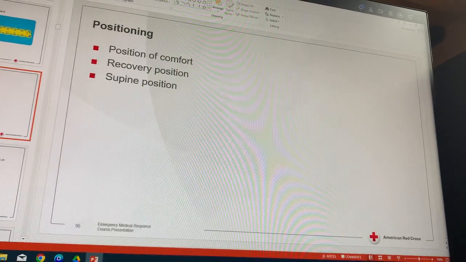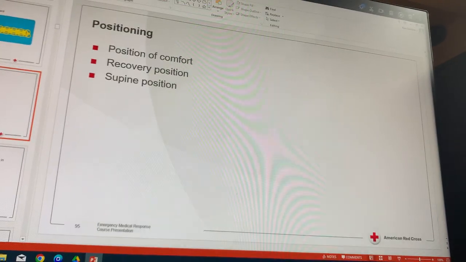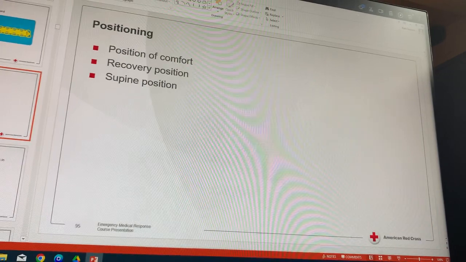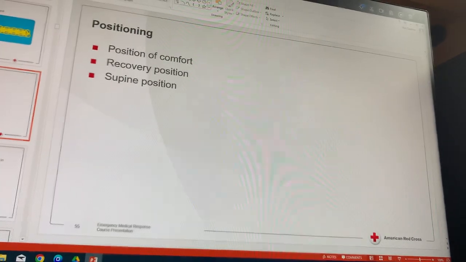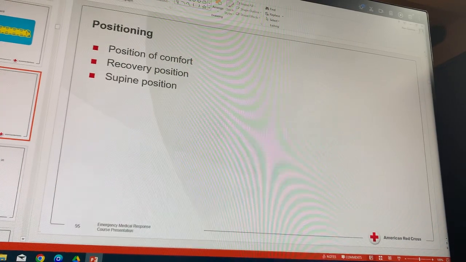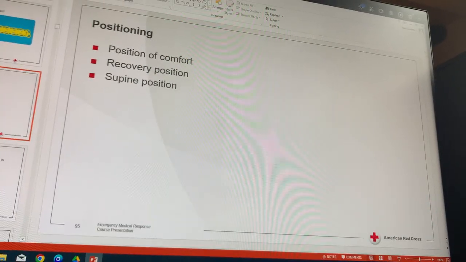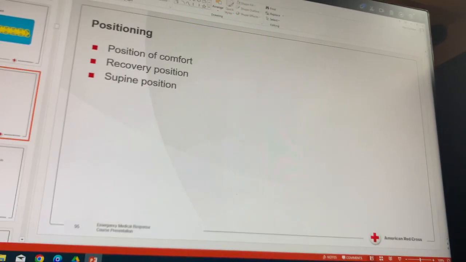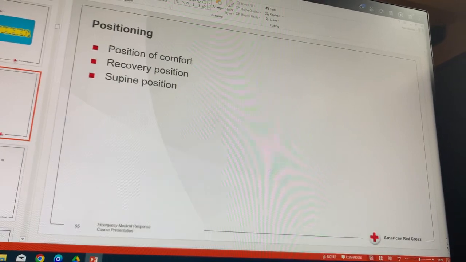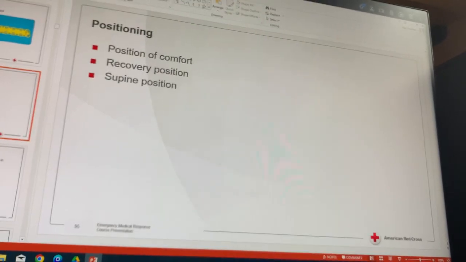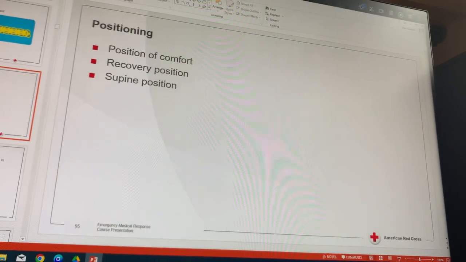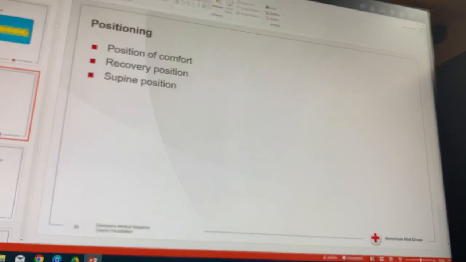There are times when a patient's condition will dictate the position you place the patient in. Position of comfort. Patients with various injuries or illnesses may be placed in a position of comfort, which is the position that is most comfortable, unless the injury or illness prevents it. This might include a patient who is in pain, is experiencing breathing problems, is nauseated, or is vomiting.